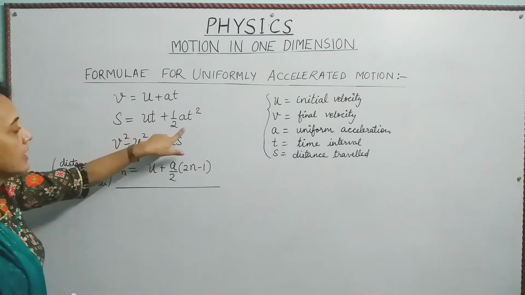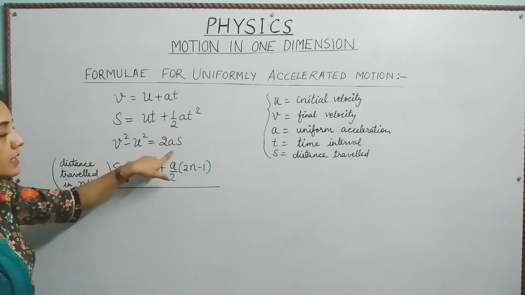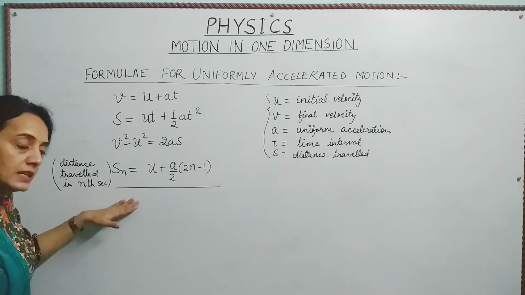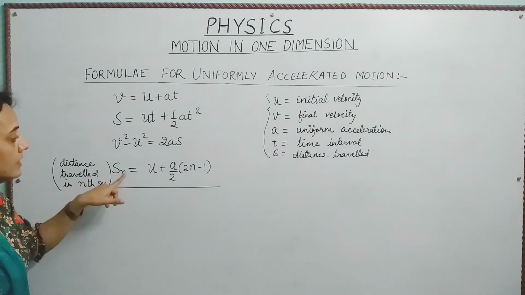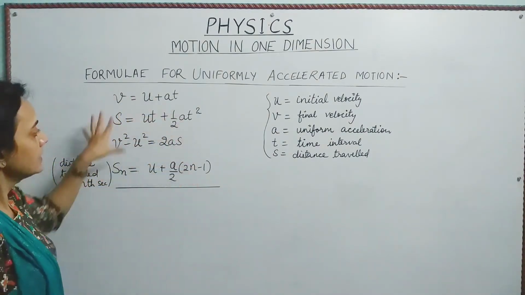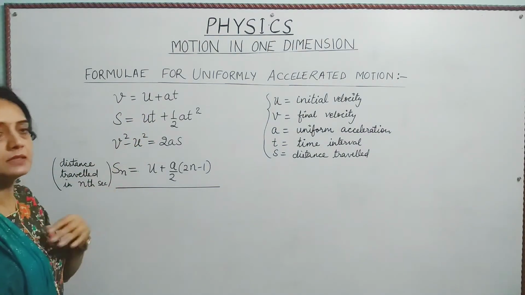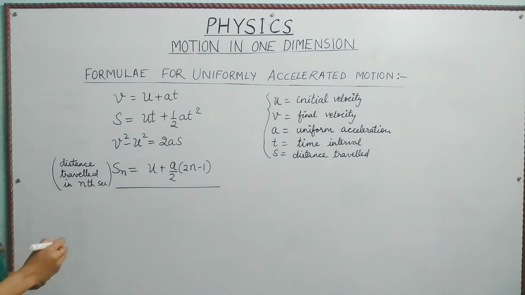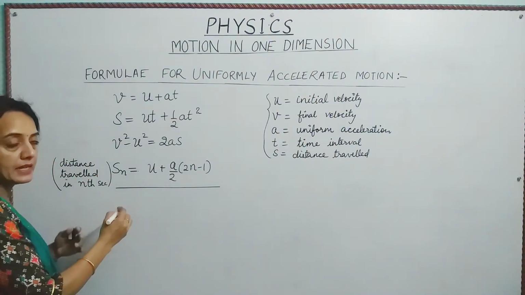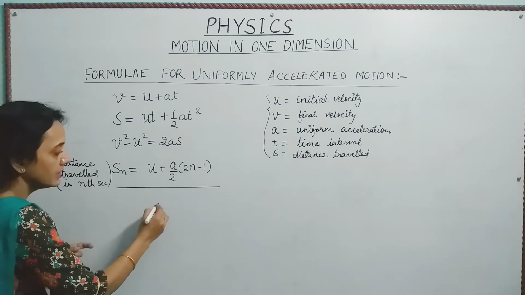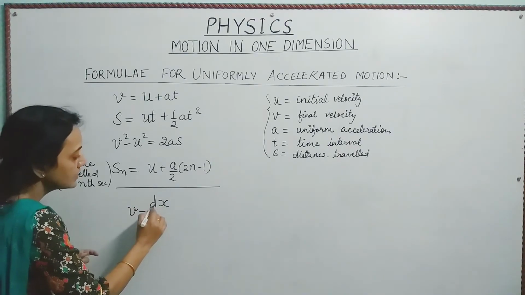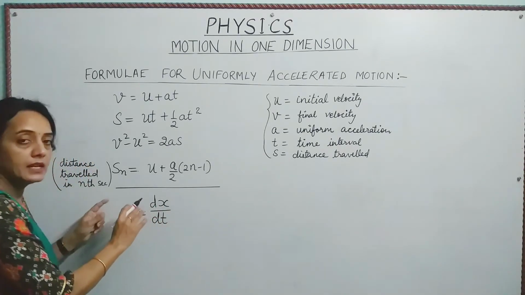So these three equations, you all know, are the equations of motion: s equals ut plus half at square, and v square minus u square equals 2as. And this is the equation to calculate the distance traveled in the nth second: s_nth equals u plus a upon 2 times (2n minus 1). Numericals are based on these. If an equation form with derivatives is involved, and displacement is shown as x and we have to find velocity, we know velocity equals dx upon dt in derivative form.